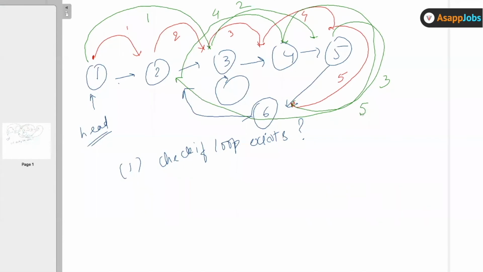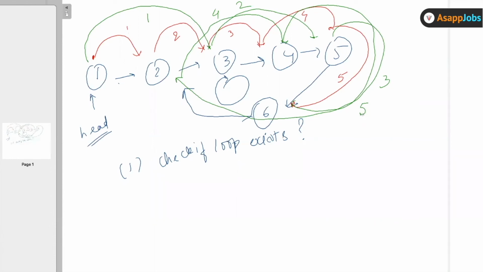Since both have met at node 6, this is only possible when they are running in a circular loop, right? Because for example, suppose there are 2 persons, and person 1's speed is twice your speed. If you are both running on a single straight line, the 2 persons will never meet. They will only meet if it is a circular loop, when the fast person comes back again. If one pointer is moving at speed 2v and another is moving at speed v, and they converge at one point, it means that a loop exists.